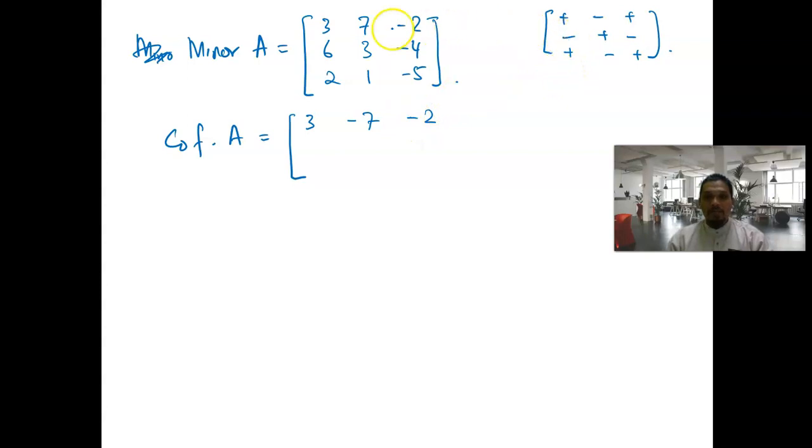Negative multiplied with 6, we get negative 6. Positive multiplied with 3 equals 3. And negative multiplied with negative 4, positive 4. Positive times 2 equals 2. Negative times 1 equals negative 1. And positive times negative 5 equals negative 5. Okay, so this is the cofactor of the matrix A.